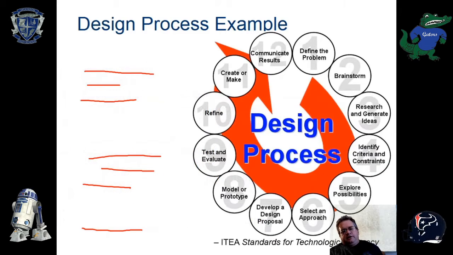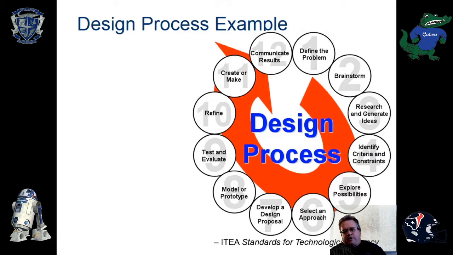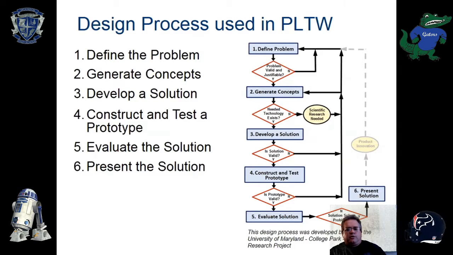So with IED and Principles of Applied Engineering, we're going to consolidate some of those into 6 steps. But within those 6 steps, you're going to have several teams that are applying their knowledge and skill toward subsystems, which is a drivetrain, lift mechanism, robotic arm, power, stuff like that. So here are our steps. Define the problem, generate concepts, develop a solution, construct and test a prototype, evaluate the solution, present the solution.